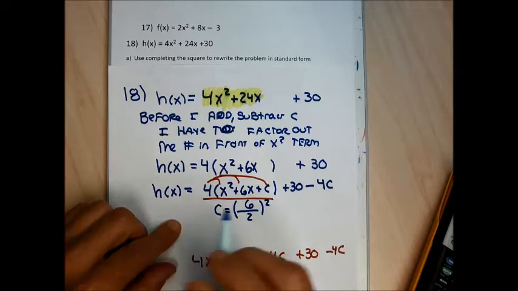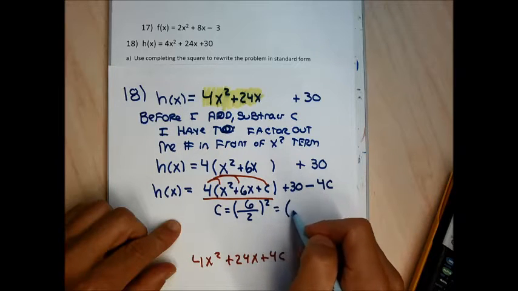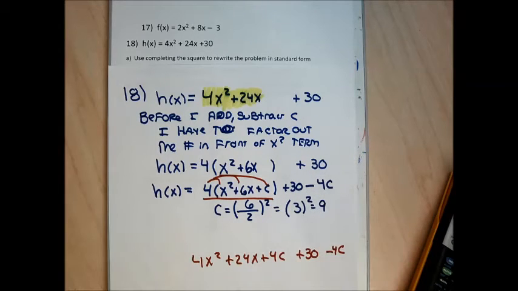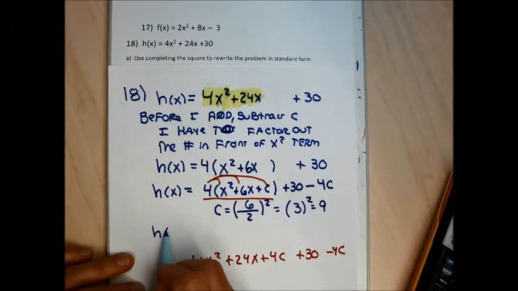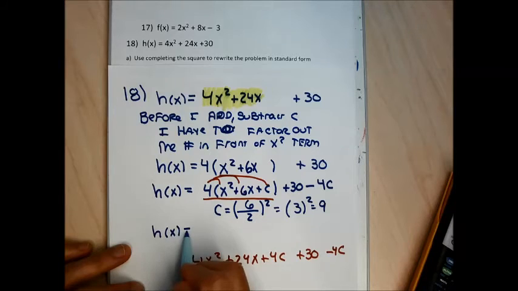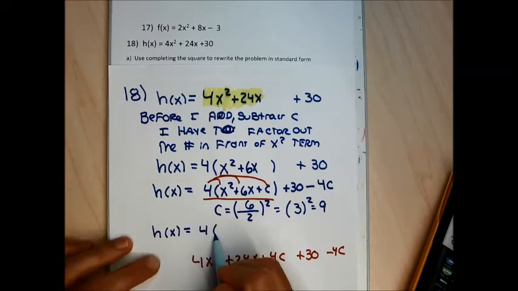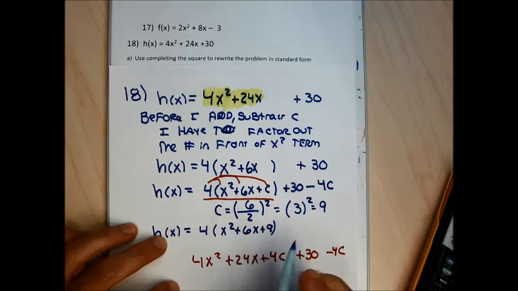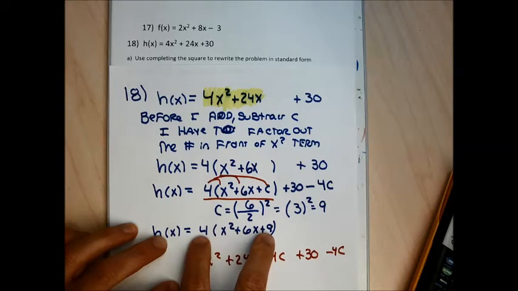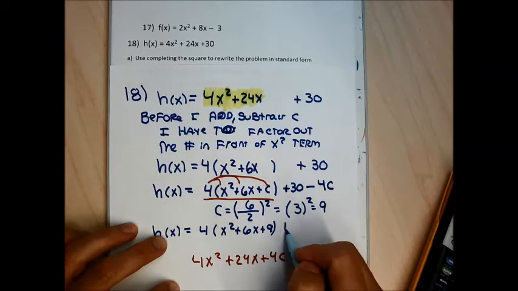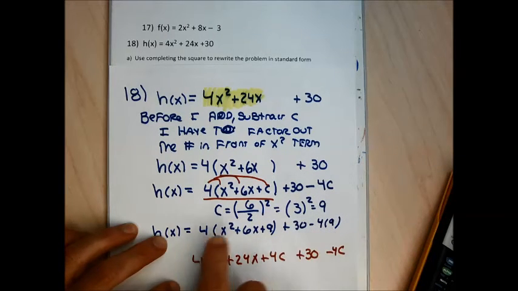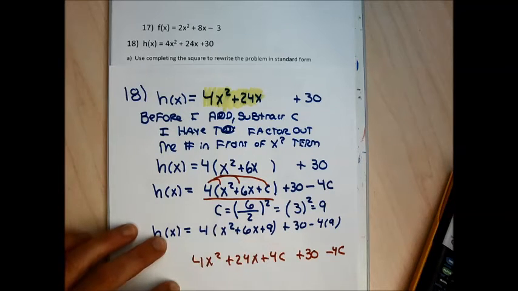I had a hiccup that I completely ignored, so there might be a break in this video that might make it hard to follow. My c is going to be 9 in this case. So c is always half the number in front of the first power term, squared. So now I'm going to replace the c. I'm going to go 4 times x squared plus 6x plus 9. This 4 times 9, if you clear the parentheses, gives you a positive 36. I'm going to go plus 30 minus 4 times 9, which is the minus 36 that will compare to that positive 36 that's in hiding.